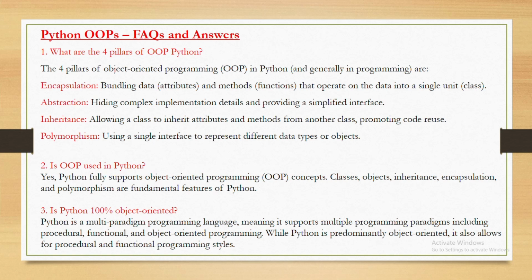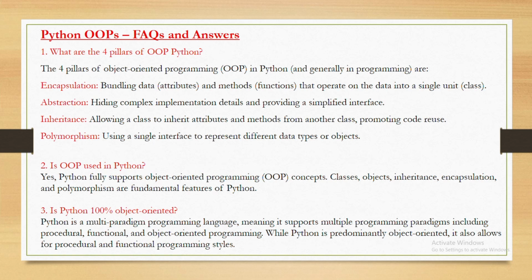The four pillars, the first one we have is encapsulation. In any order, I put in any order, it doesn't mean that is the most important. Encapsulation, abstraction, inheritance, and polymorphism. These are things that we have just seen today also. So encapsulation simply bundles the data or attributes and methods, the functions that operate on the data, into a single unit.